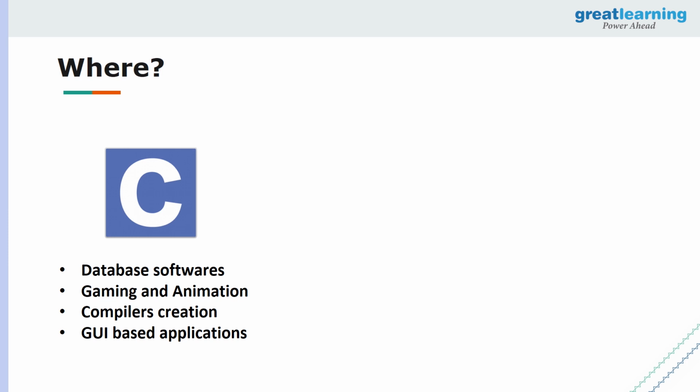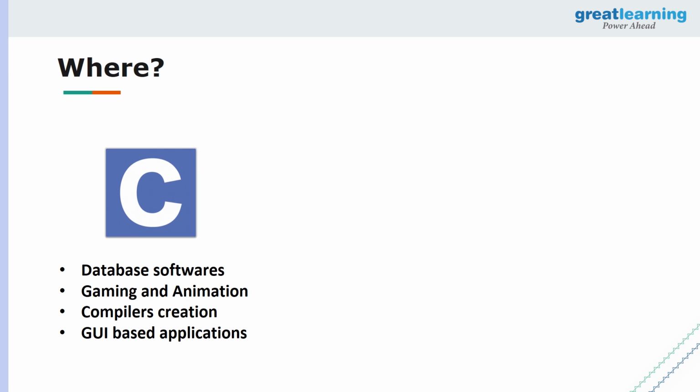C programming language is also used to develop gaming and animation applications, for example, Adobe. Also, it is used to create compilers. Most of the compilers used for many programming languages are designed using the C programming language. And last but not the least, it is also used to create graphical user interface based applications.